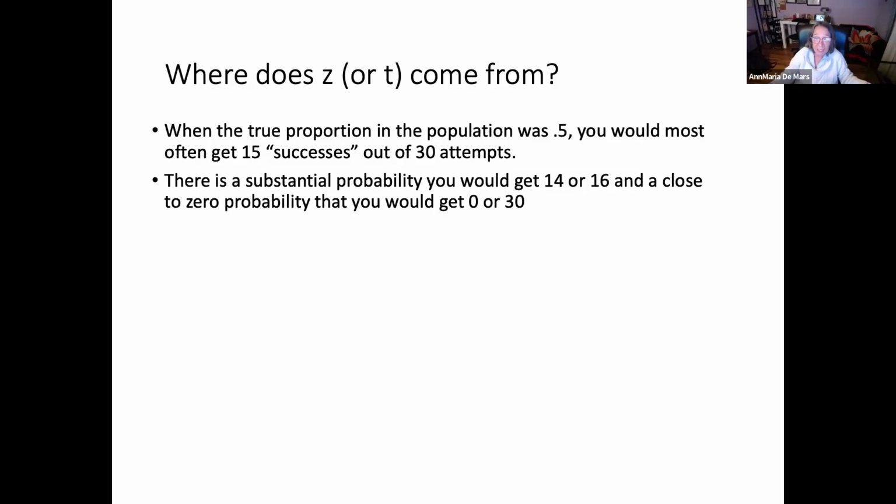And if it really is 50-50, then in the population, if you pulled out 30 kids, you should have a pretty small probability of 30 of them being boys, or 0 of them being boys.